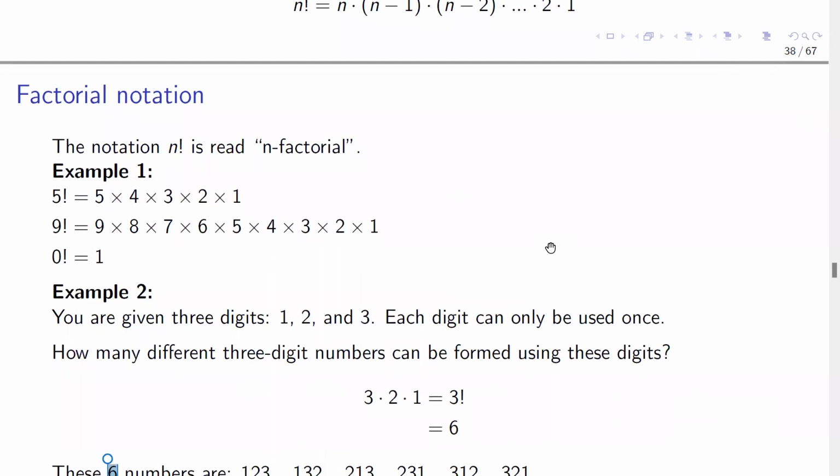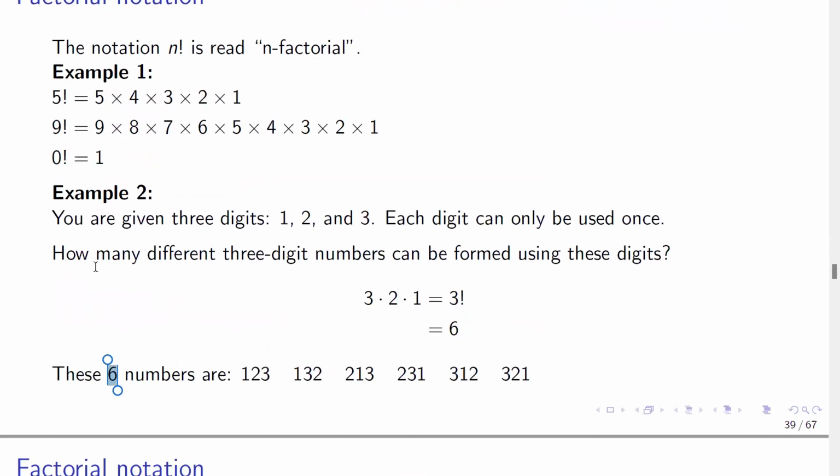So for example, the notation n with an exclamation mark is read as n factorial. For example, 5 factorial is equal to 5 times 4 times 3 times 2 times 1. 9 factorial is given as 9 times 8 times 7 times 6 times 5 times 4 times 3 times 2 times 1. Take note, 0 factorial is always equal to 1. It's the same as 1 factorial. 1 factorial is also always equal to 1. Another example, you are given 3 digits: 1, 2, and 3.